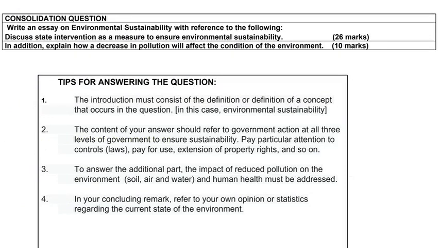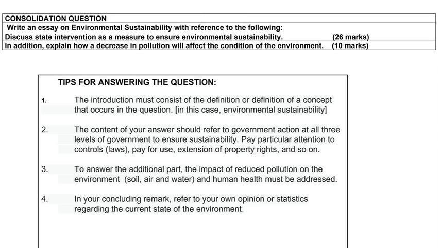Right, the consolidation question. Write an essay on environmental sustainability with reference to the following. Discuss state intervention as a measure to ensure environmental sustainability. In addition, explain how a decrease in pollution will affect the condition of the environment. Tips for answering the question.